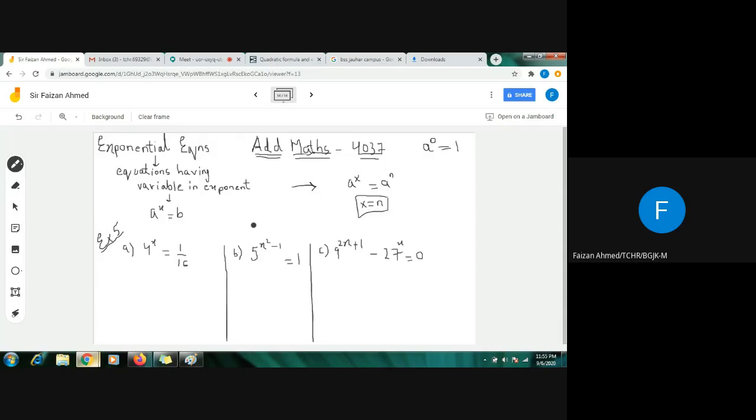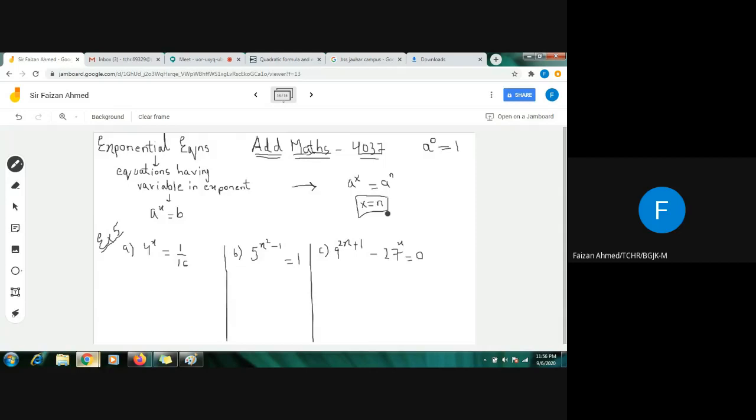We did solve linear and non-linear equations, the quadratic equations. Now this is a different type of equation, an exponential equation, and the key action plan will be a to the power x equals a to the power n. When the bases become the same on both sides, the powers automatically get equal and we get our answer. We have to make the bases the same on both sides.